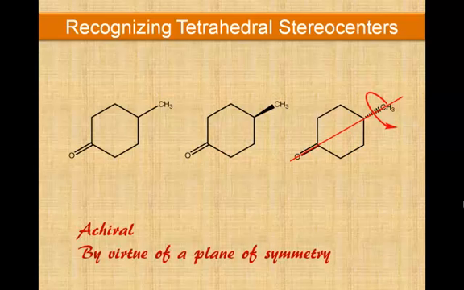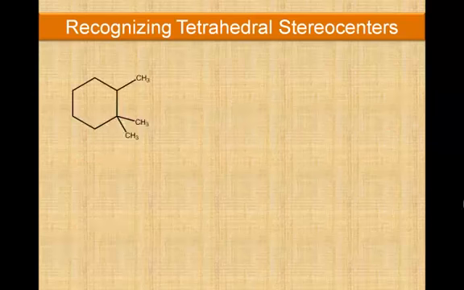I can see that I have a methyl and a hydrogen, but I need to decide if the other groups are the same or different. One way that I could do this would be to work my way around the ring 1 atom at a time until I come to the first point of difference, or until I come to the same place from both directions. Let's look at another example of a substituted cyclohexane.